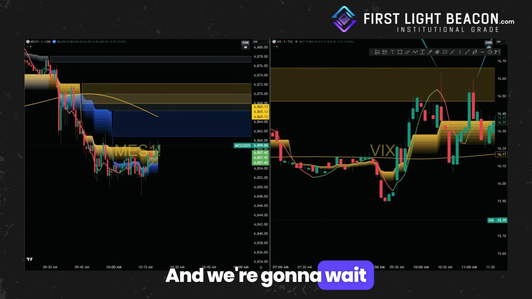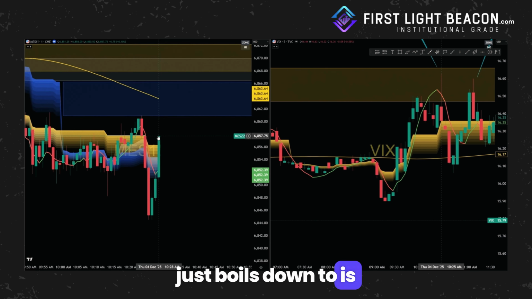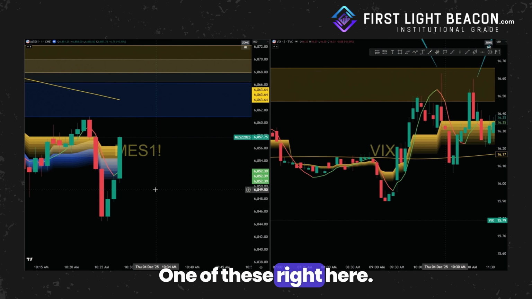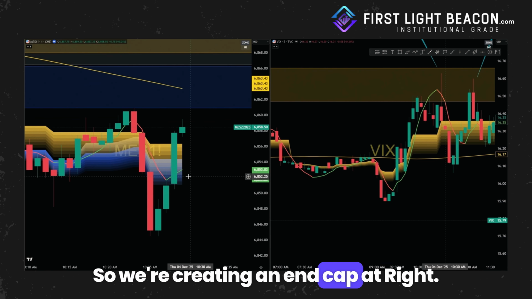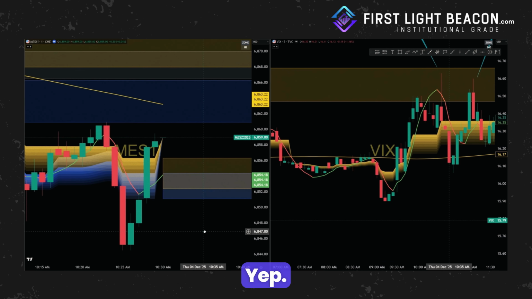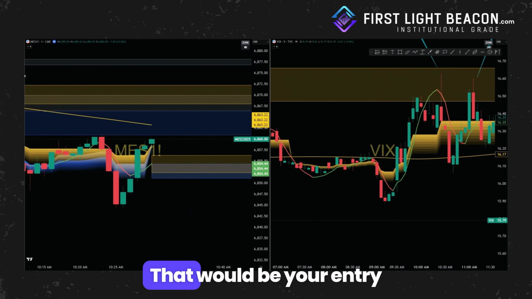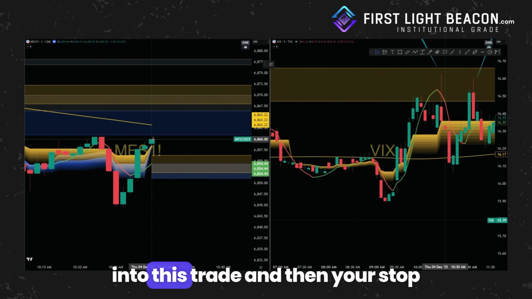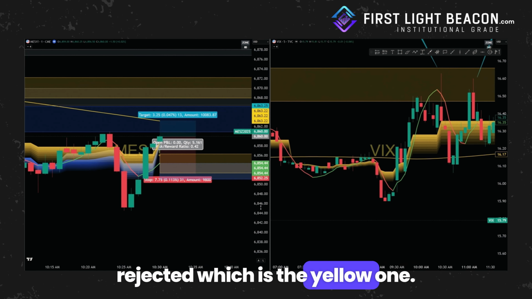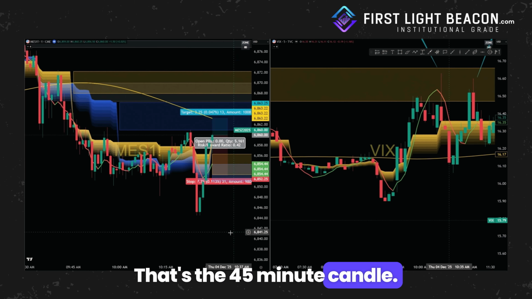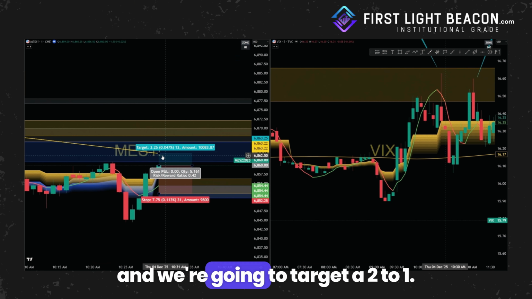And we're going to wait for the trap to be set. But honestly, it really just boils down to the rejection of the end cap, one of these right here. So we're creating an end cap right now. Yeah, there we go. And there's the wick off right there. So that would be your entry into this trade. And then your stop loss would be the zone that it rejected, which is the yellow one.